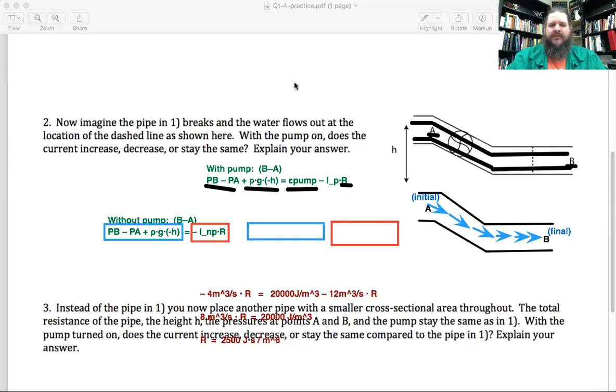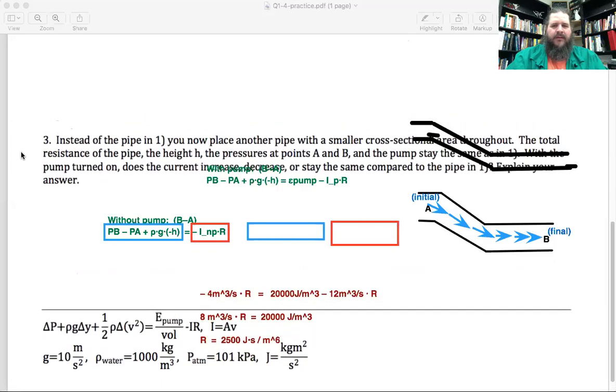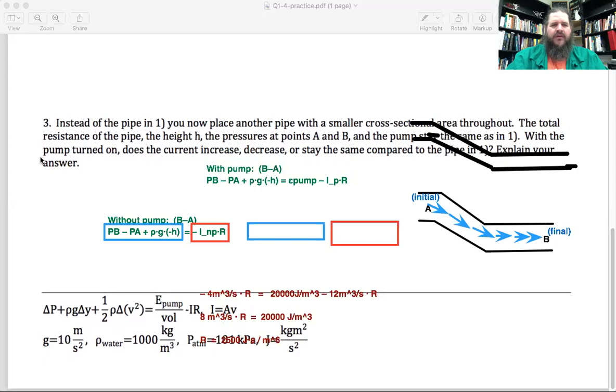Has the resistance changed? According to this problem, the resistance has not changed. It says the total resistance of the pipe has not changed. So under those circumstances, with that assumption, we've got the exact same equation. Same pressure difference as before, same height difference as before, same pump as before, and same resistance as before. So yeah, in this case, that would mean current would be exactly the same as it was before, because nothing else in the equation has changed.